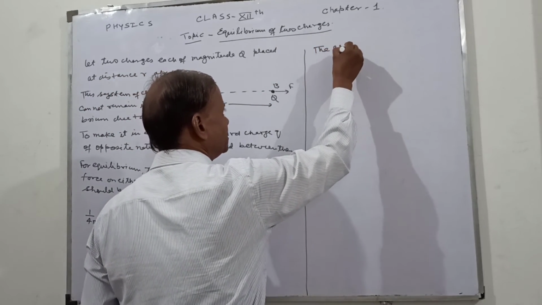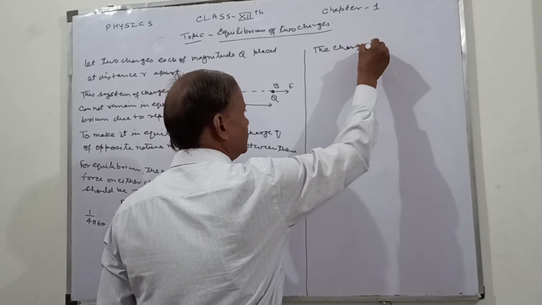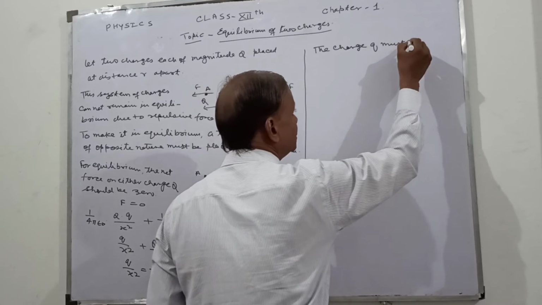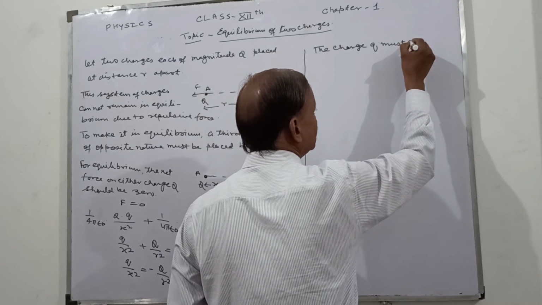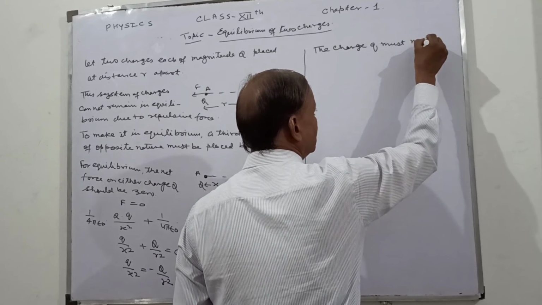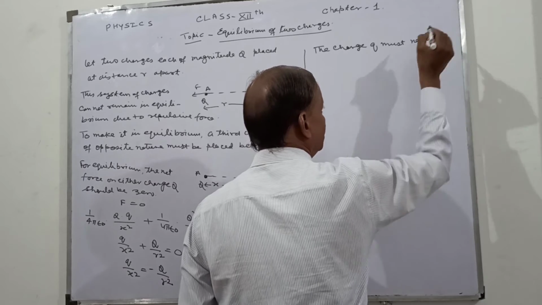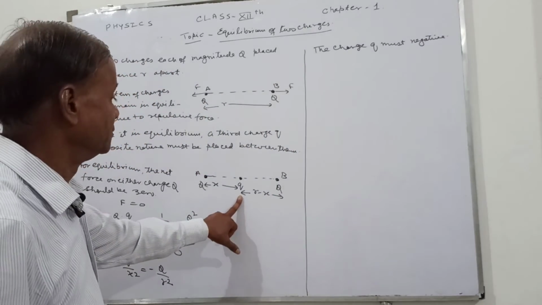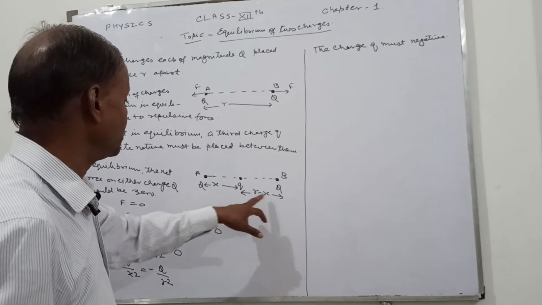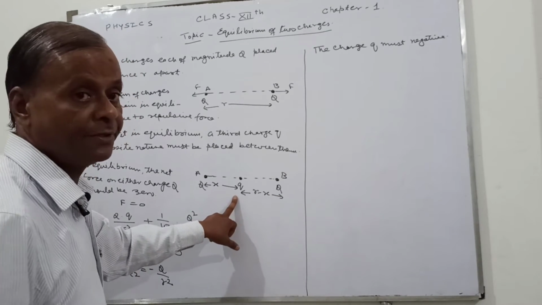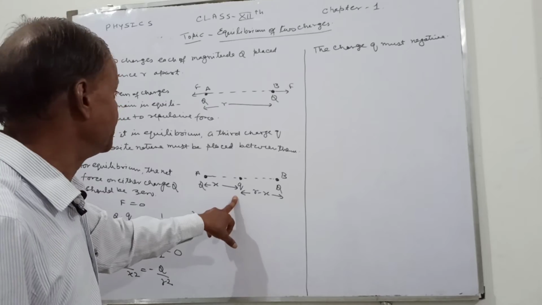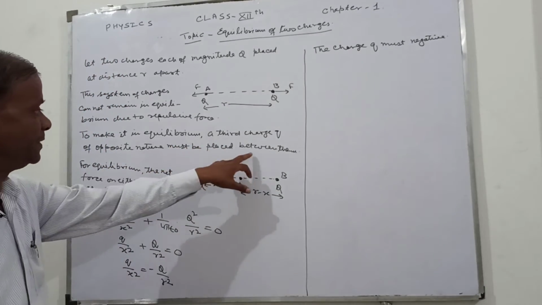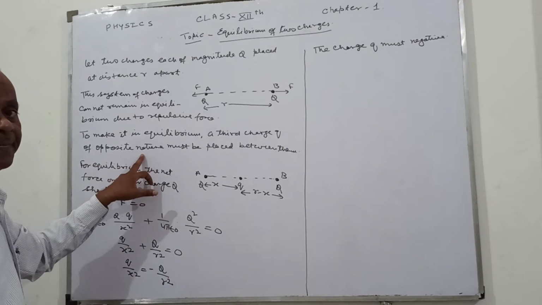The charge q must be negative. If these two charges are positive, then this must be negative. And if these two charges are negative, then this must be positive, opposite nature. I have said here that a charge q of opposite nature must be placed between them.